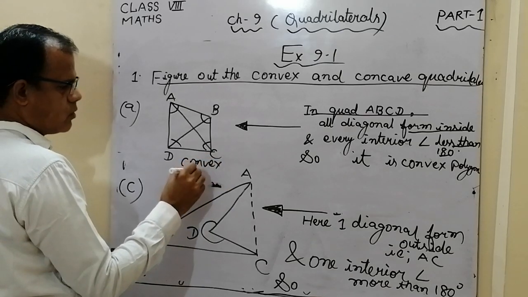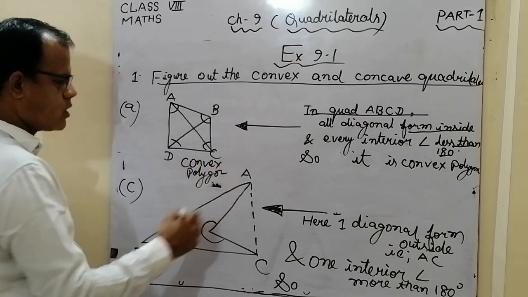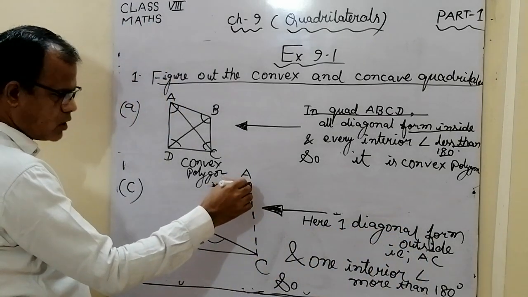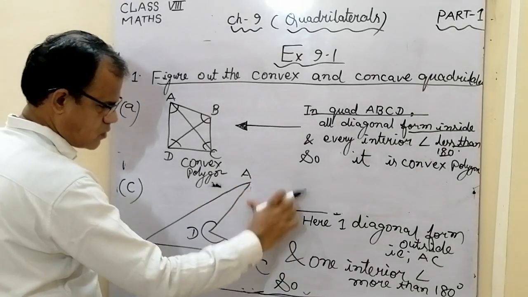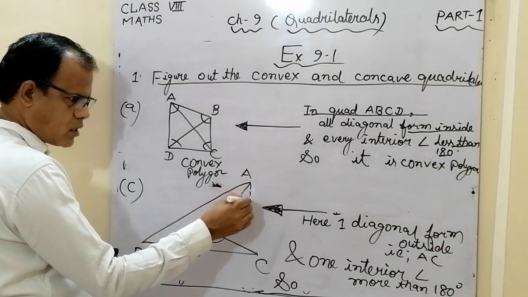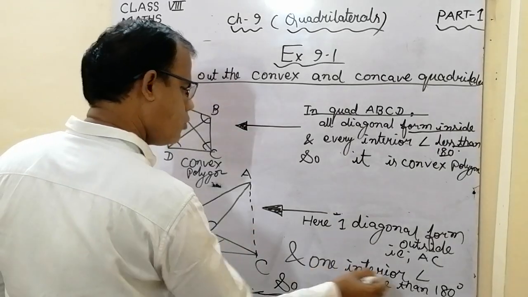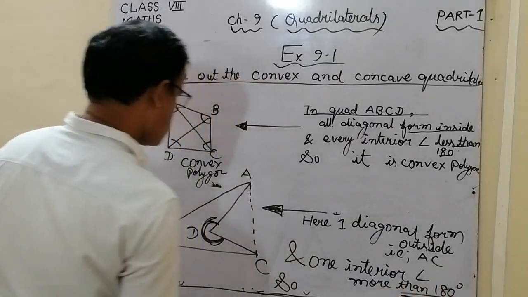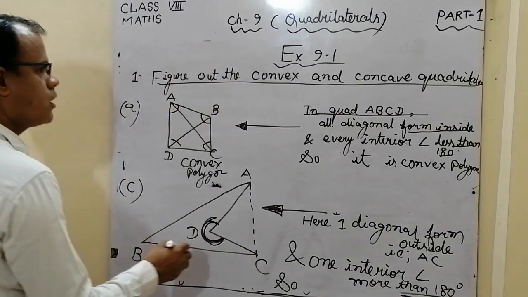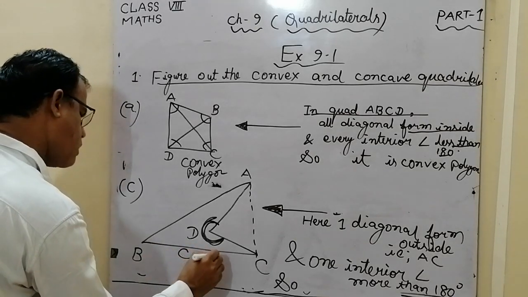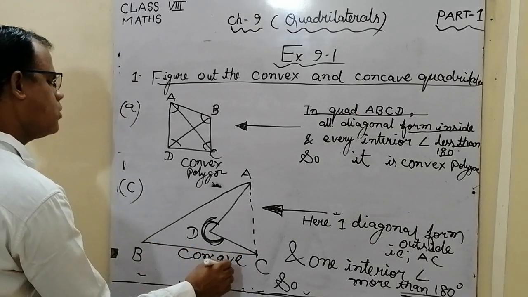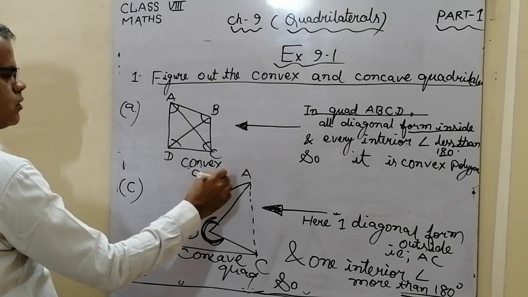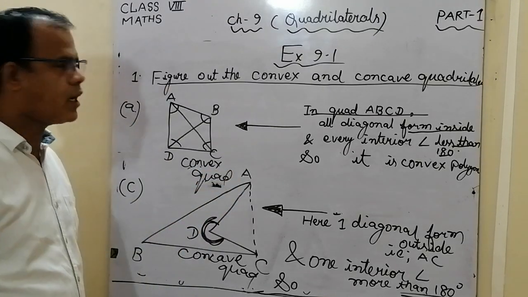So this figure is a convex polygon. Convex polygon. Okay. Next, see here in this figure. Here one diagonal forms outside. That diagonal is AC. This one diagonal, AC, forms outside, and one interior angle is more than 180. So this figure is known as a concave quadrilateral, and this is a convex quadrilateral. So for class practice you have to solve B part.